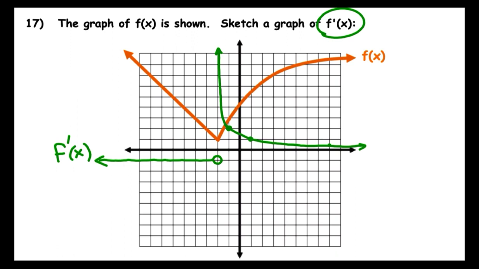And the reason why there's discontinuity is the original graph has a cusp. And that's one of the 4 things that ruins derivatives. So there's no derivative along that same vertical line. Remember, you can't have cusps, corners, vertical tangents, or discontinuity in your original orange graph.